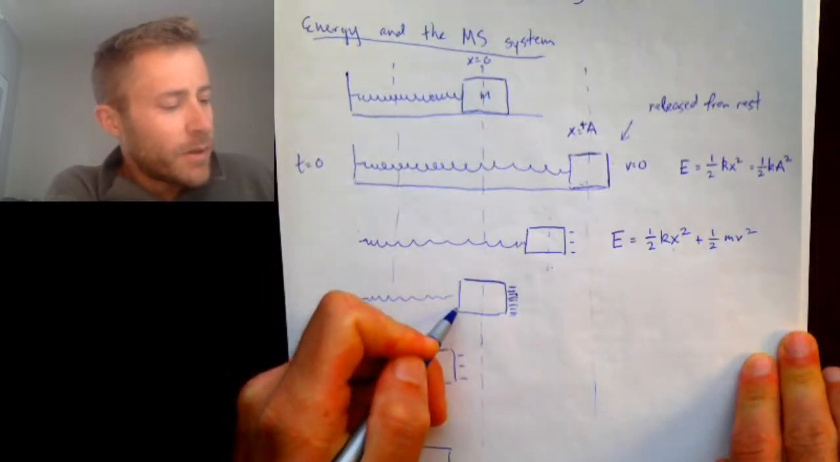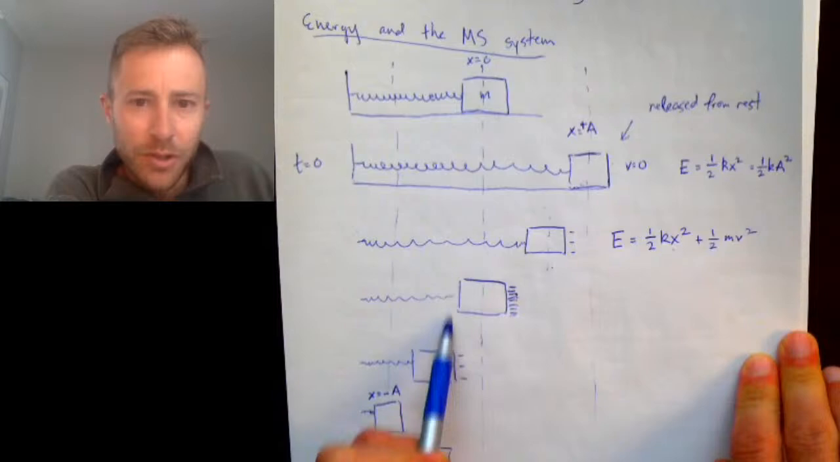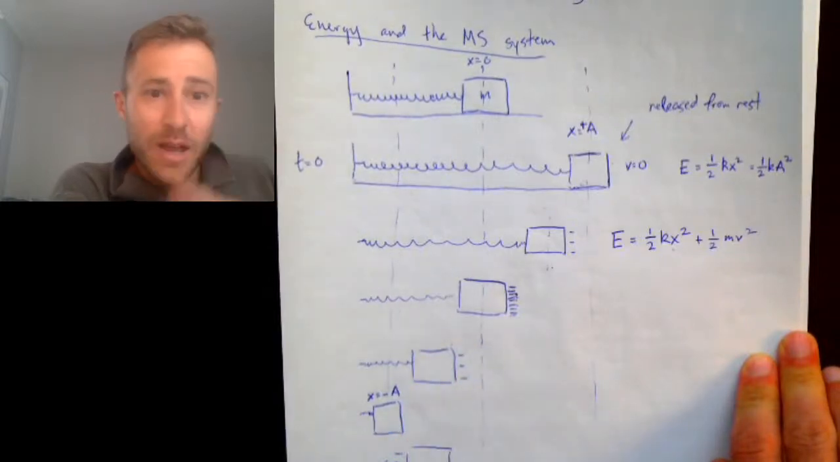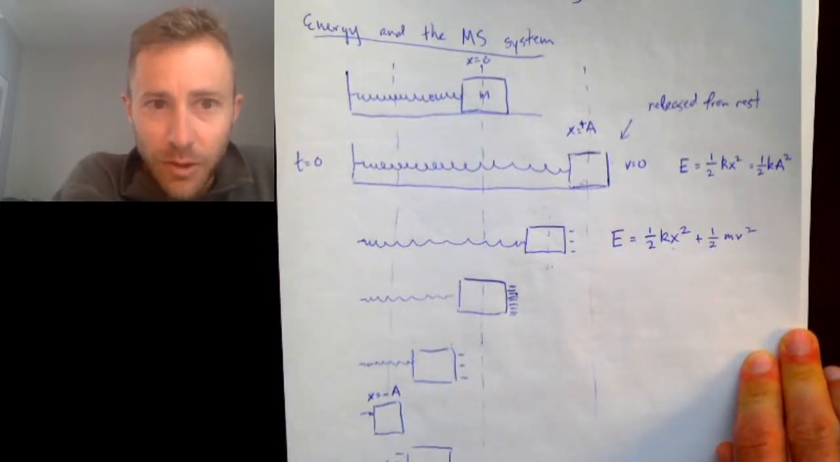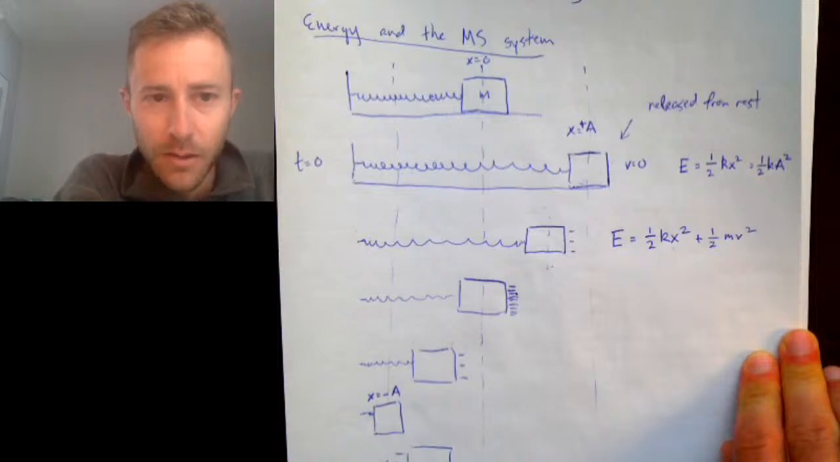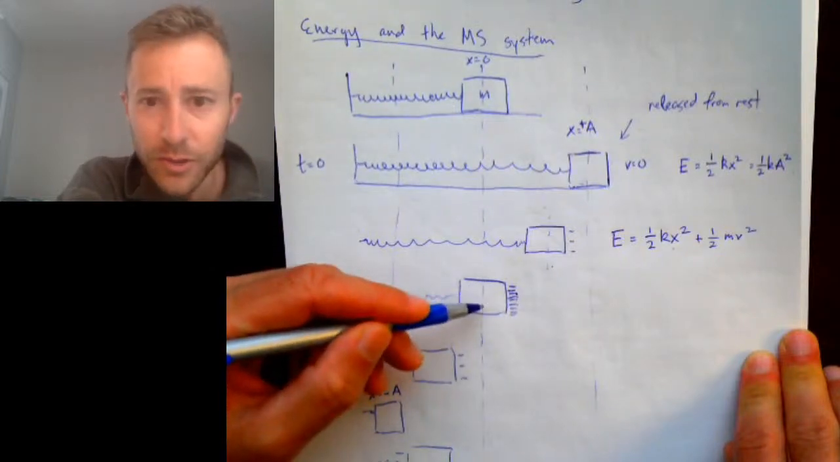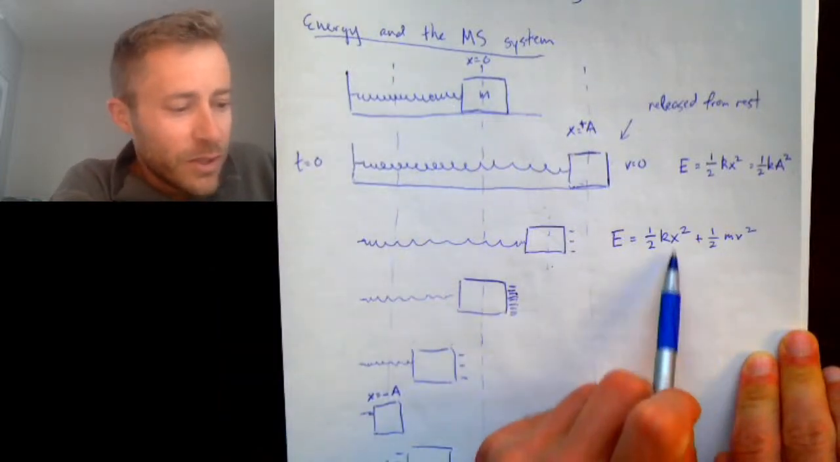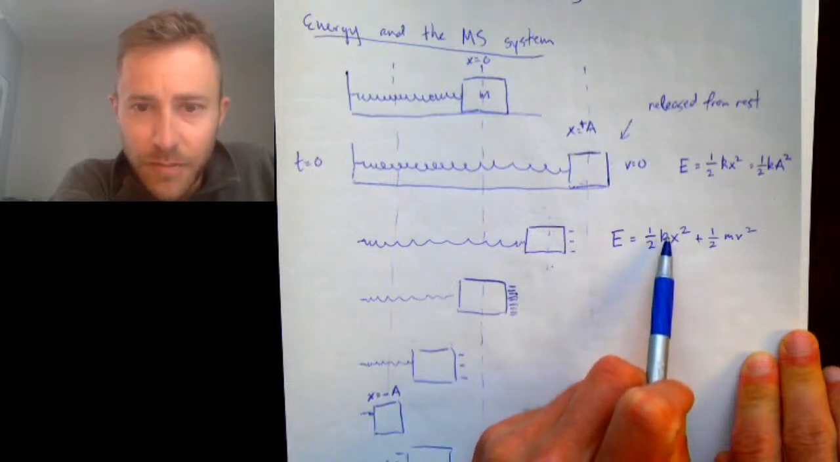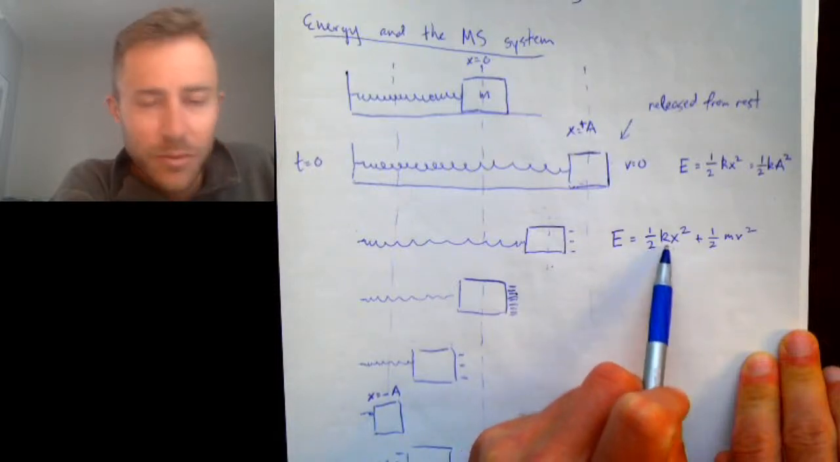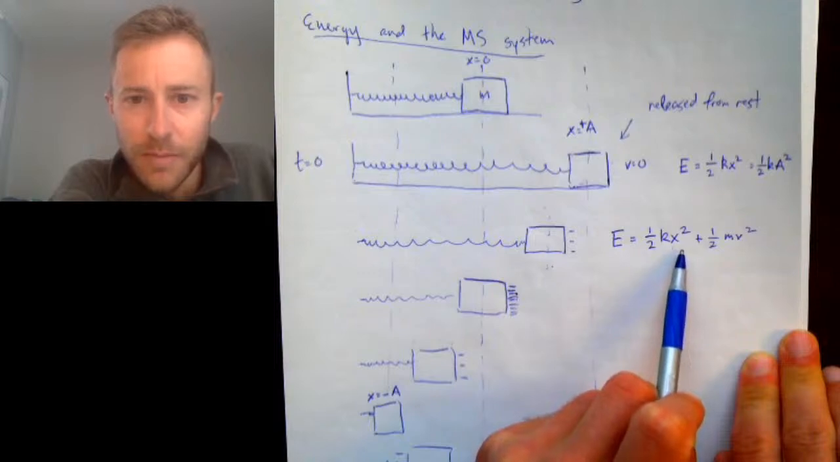Here we have, at this particular instant, x equals 0. Now, if x equals 0, the elastic potential energy would be 1/2 times k times 0 squared.